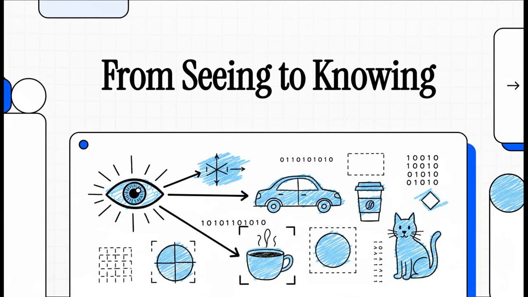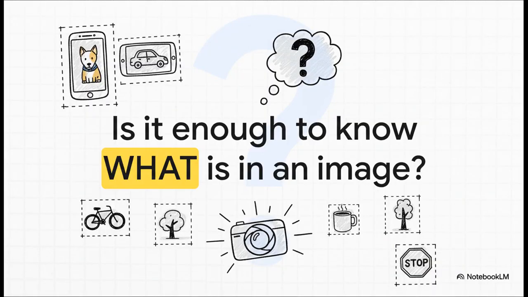It's one thing for a computer to see a photo and say, hey, there's a cat in there. But what if it could tell you exactly where that cat is? That's what we're diving into today, how we teach machines to go from just seeing to actually knowing. So let's get right into it.